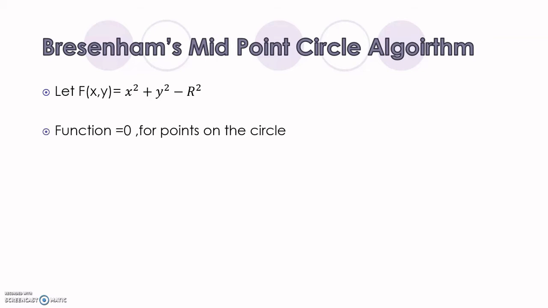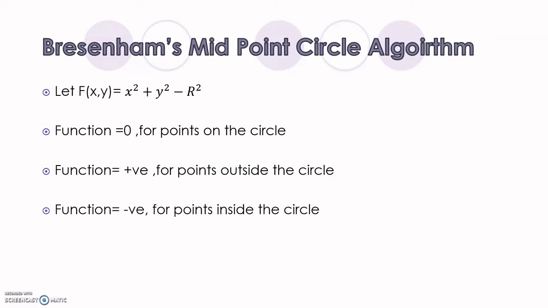The function is 0 for points on the circle, positive for points outside the circle, and negative for points inside the circle. It can be seen that if the midpoint M is inside the circle, the pixel E is closest to the circle, or else SE is closer. So, according to the midpoint, we choose between E and SE. If M is inside the circle, then E is chosen. Otherwise, SE is chosen.